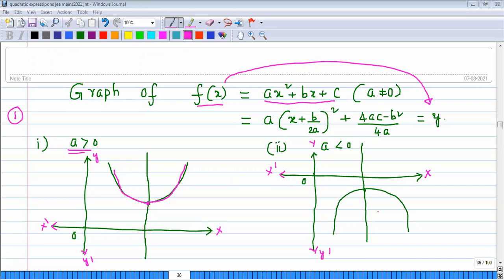And then what are your observations regarding this graph? If a is greater than 0, then x and y are positive, sir. Okay, that means if a is greater than 0, the graph is above the x-axis. Can I say like this? Above the x-axis. Yes, sir. When a is less than 0, the graph is below the x-axis.